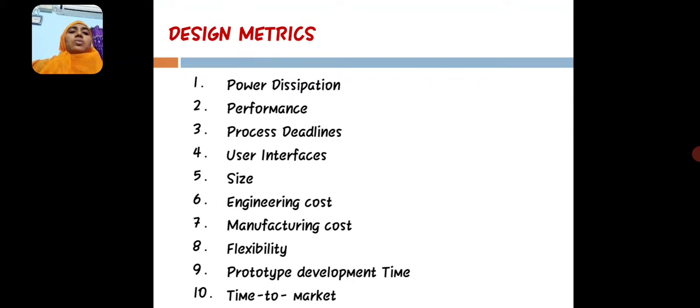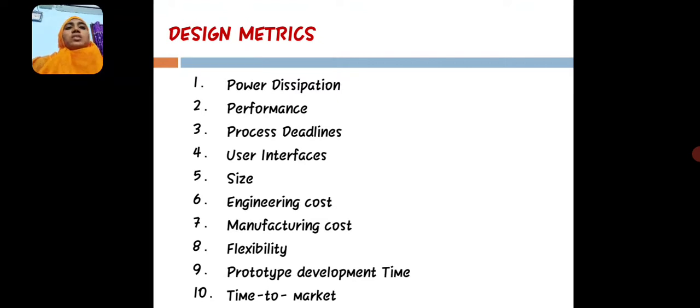These are the different points in the design matrix of an embedded system. Power dissipation: it should consume low power. Performance: the performance of any embedded system must be very high. Process deadline: we give some deadline to finish the embedded system. User interface: we can connect multiple devices, or whether it has a user interface or not. Size is the memory size, RAM and ROM size.